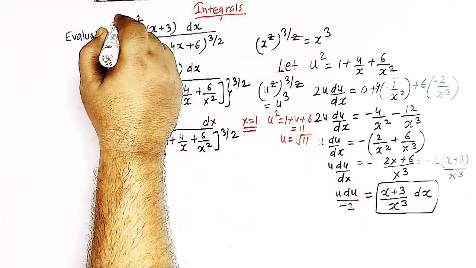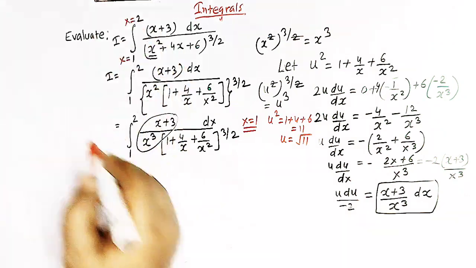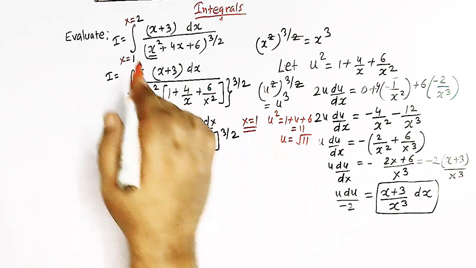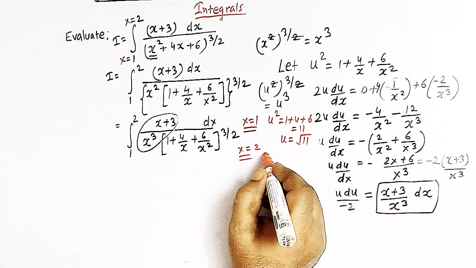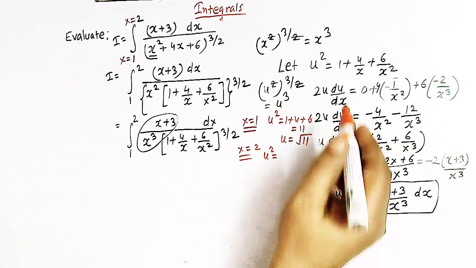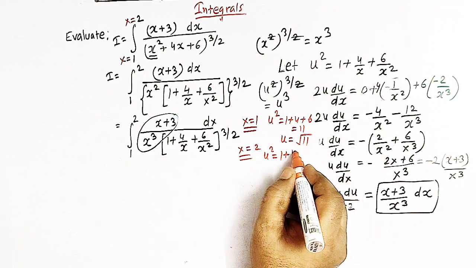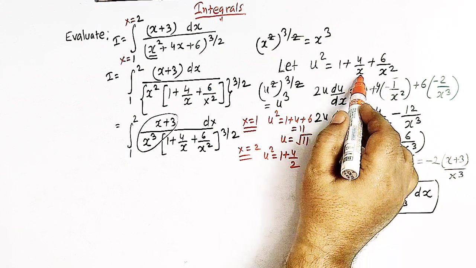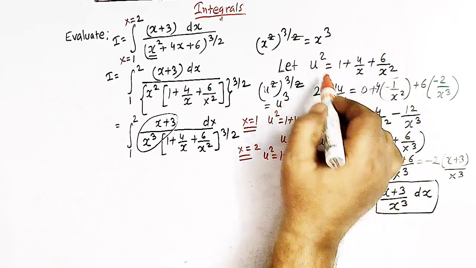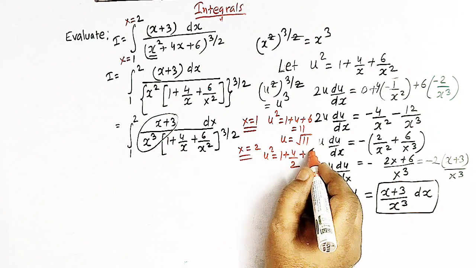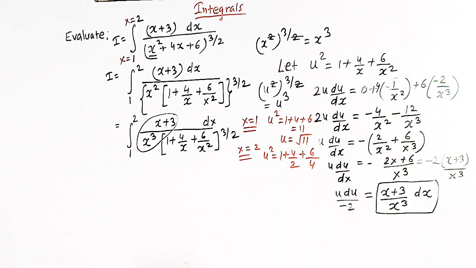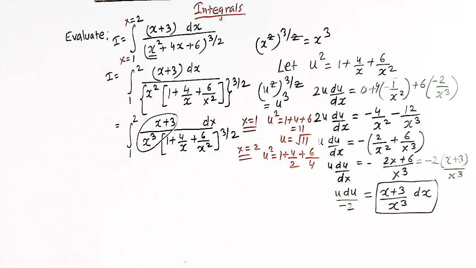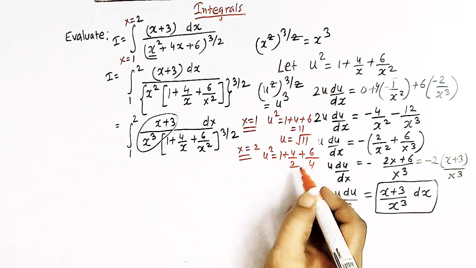And similarly, we can find out the value of u when x is equal to 2. Right? So u square is now equal to 1 plus 4 over 2 by taking x is equal to 2 in this expression. So we have 6 over 2 square. 2 square is 4. So let us add these terms.